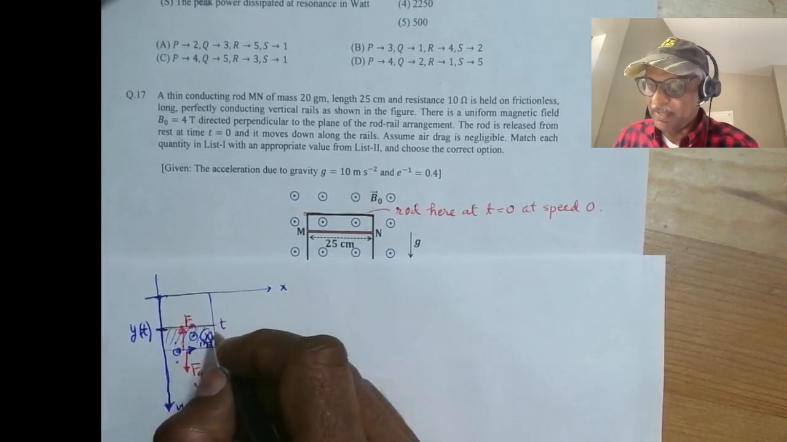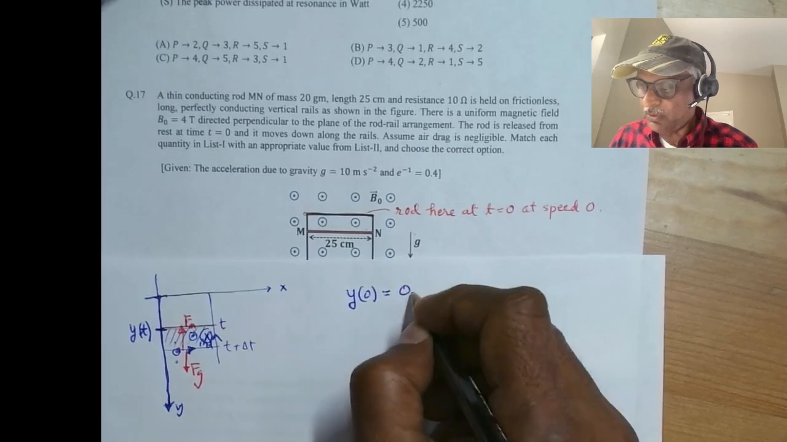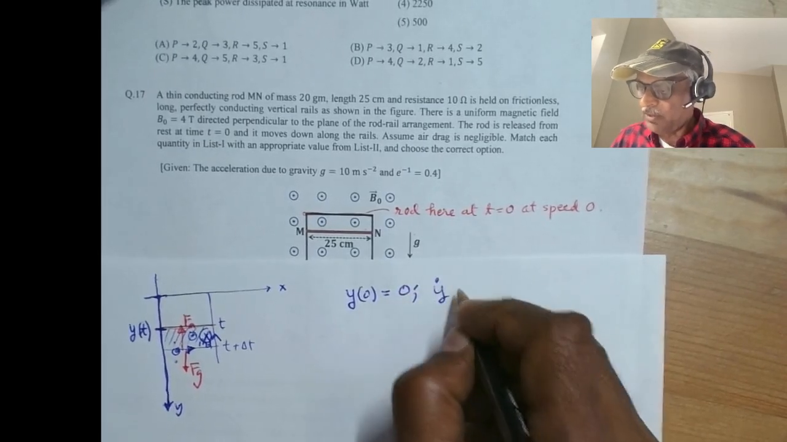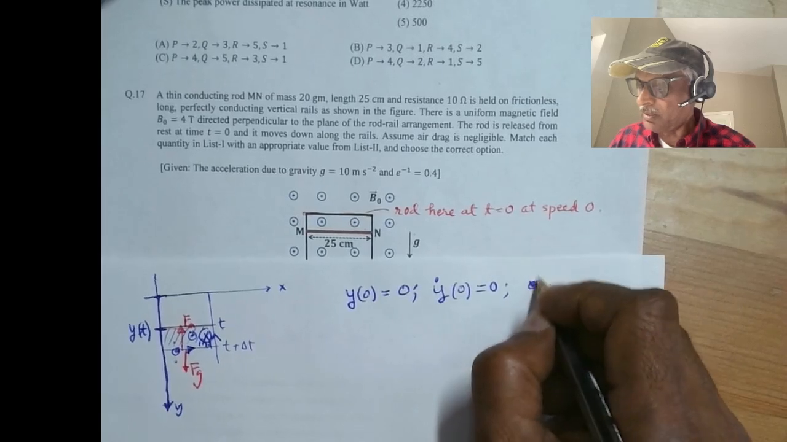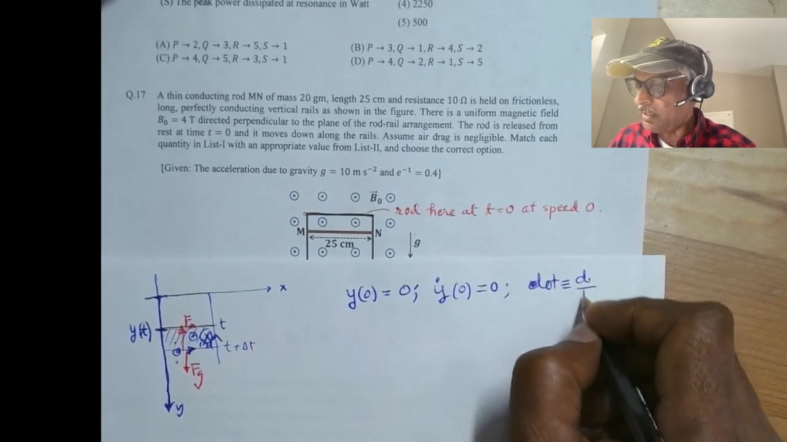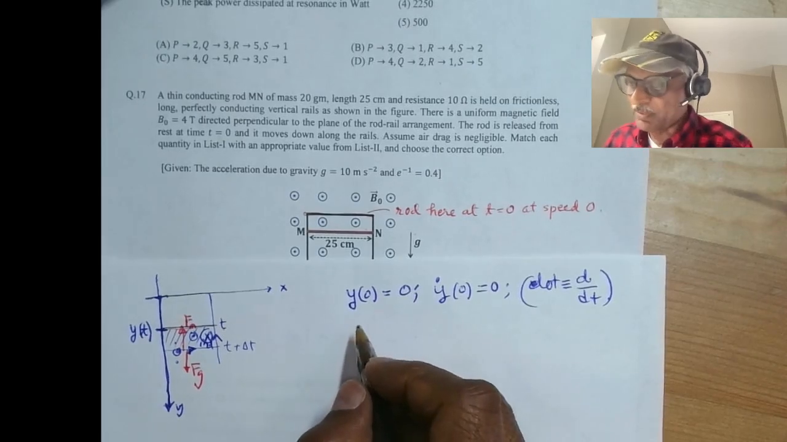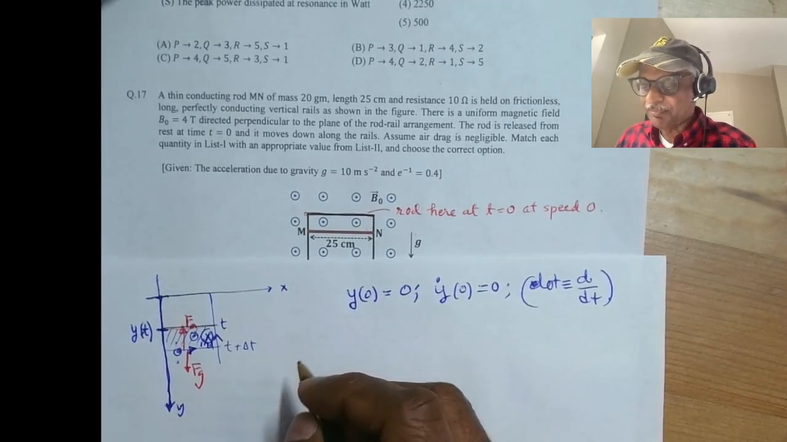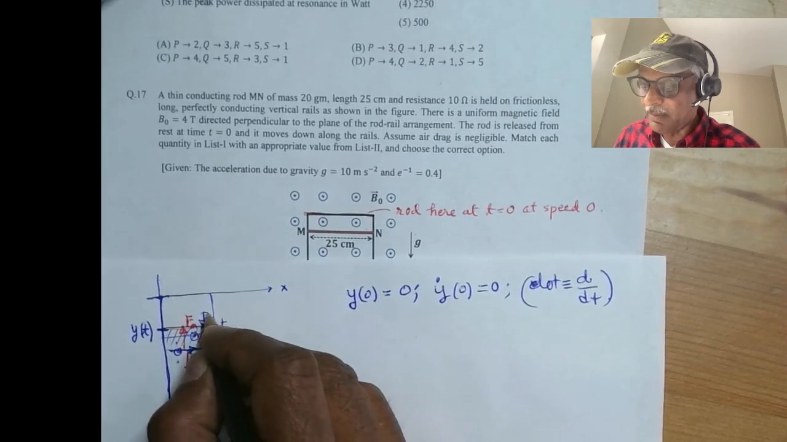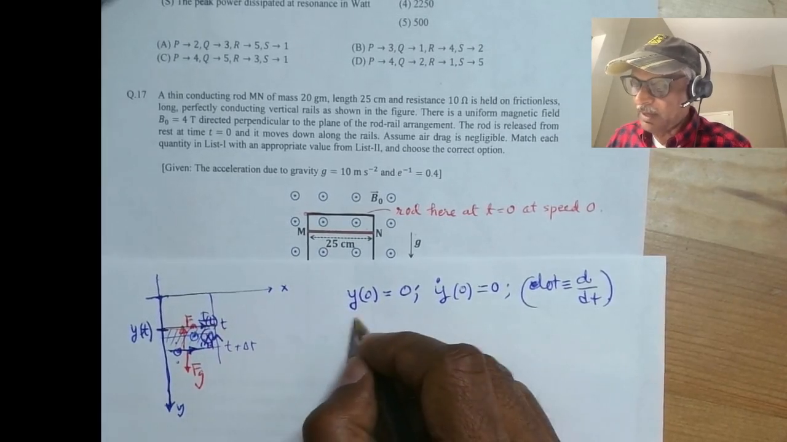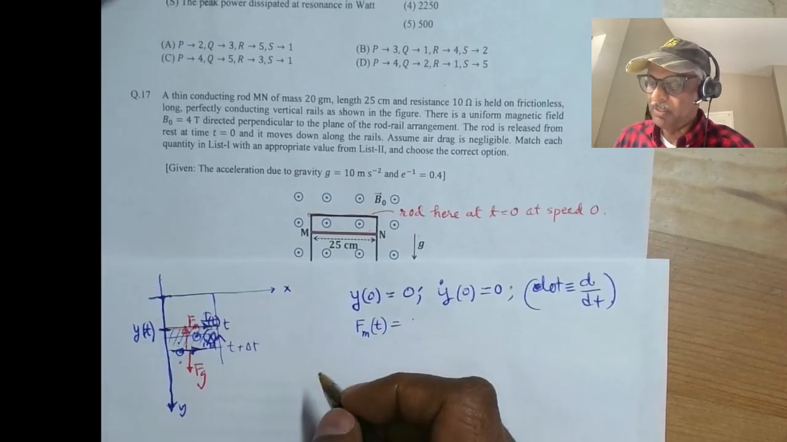Okay, and y of 0 is 0, and y dot of 0 is 0. The dot is d/dt, which stands for time derivative. So this velocity is 0, and clearly if the current at this time instant is I of t, then the magnetic force at that time t is going to be upward.